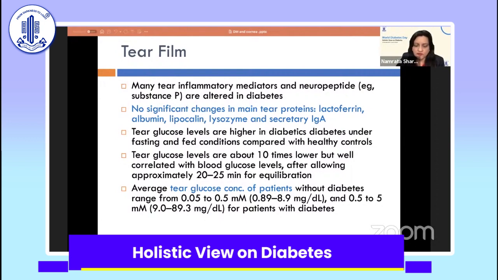Now, when you delve more into the research, you find that there are still some tear proteins which don't change, which are highlighted here, like lactoferrin, albumin, lipocalin, lysozyme, and secretory IgA. But in general, they do increase. The tear glucose levels are about 10 times lower than blood, but well correlated with the blood glucose levels after allowing for equilibration. The glucose concentration in the tear film of people without diabetes ranges from 0.05 to 0.5 millimolars, and 0.5 to 5 millimolars for patients with diabetes. So just like the glucose concentration increases in the blood, so does it increase in the tears as well.